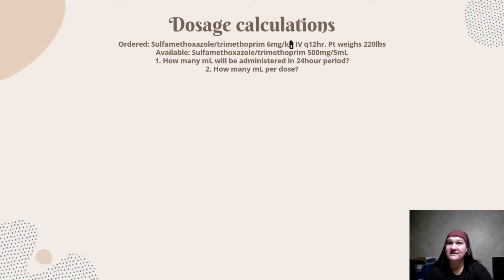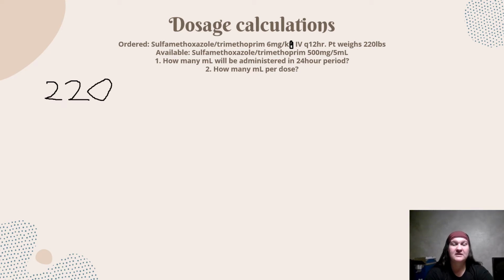The patient weighs 220 pounds. What's available is sulfamethoxazole, trimethoprim, 500 milligrams in 5 mLs. How many mLs will be administered in a 24-hour period, and how many mLs per dose? So this is a multifaceted question. Let's start with the dose. So the patient weighs 220.